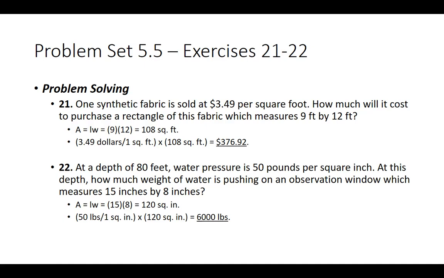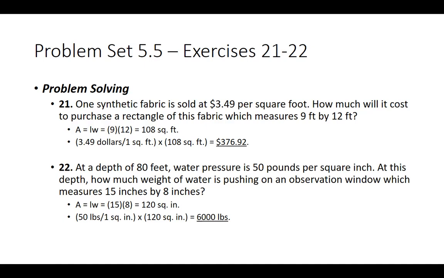So we're purchasing 108 square feet of material at $3.49 per square foot. If we multiply these together, square feet will cancel, leaving us with just dollars. $3.49 per square foot times 108 square feet gives us $376.92. Fabric is expensive, yo.